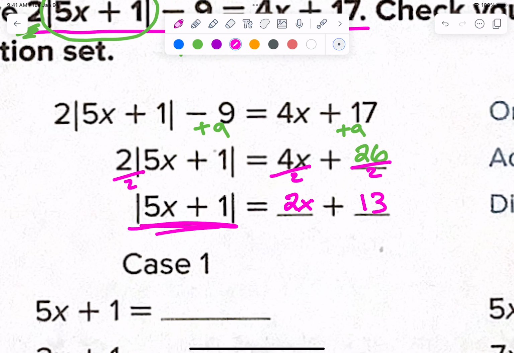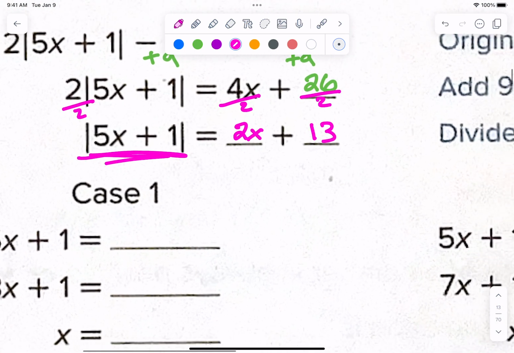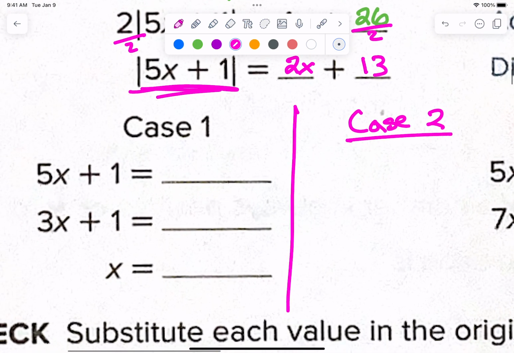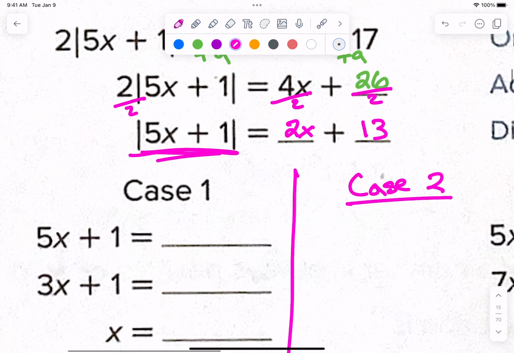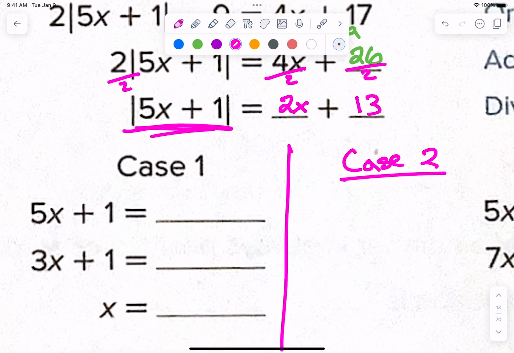All right, as soon as you get the absolute value by itself, here's what we have to do. We have to do 2 cases. I'm going to do case 1 over there, and I'm going to do case 2 over here. Write this down. Case 1, case 2. I'm going to separate in between them. Case 1 and case 2.